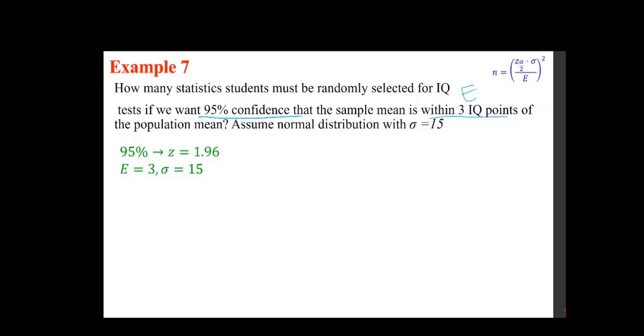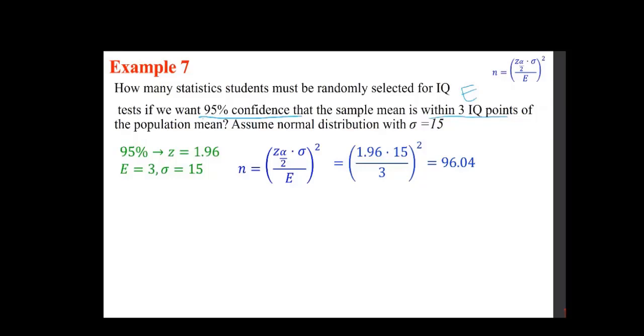By the way, at the end it says assume normal distribution, sigma is 15, it's given symbolically. So you just plug in those numbers and you square. Now remember what happens when you're dealing with this case. How many do we need? What is the sample size we need?